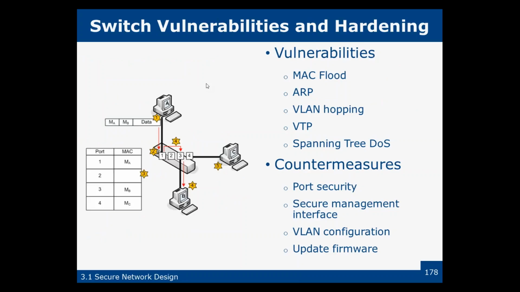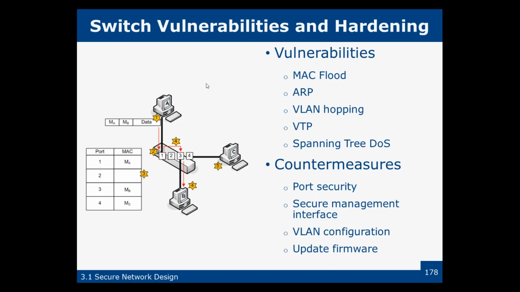Switch vulnerabilities and hardening. The vulnerabilities are MAC flood, ARP poisoning, and then VLAN hopping. VLAN hopping is when we have a native VLAN, and the native VLAN is for untagged traffic. What we would do here is put 2 VLAN tags on it and get it into the native VLAN. Once it gets into the switch, the first tag is stripped off, which leaves us the second tag. It's then sent to the VLAN that tag represents.